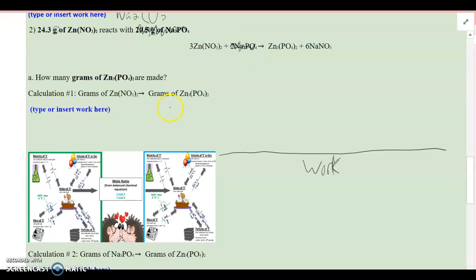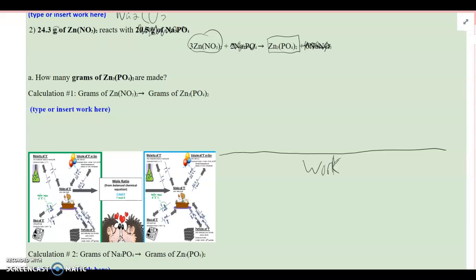What am I looking for? What's it asking for again? How many grams of Zn3(PO4)2 are made? So it's asking for this. I'm starting here and I'm finishing here. And I'm just going to cross this out just so I don't get confused. So these are the only two things that I'm concerned about right now.